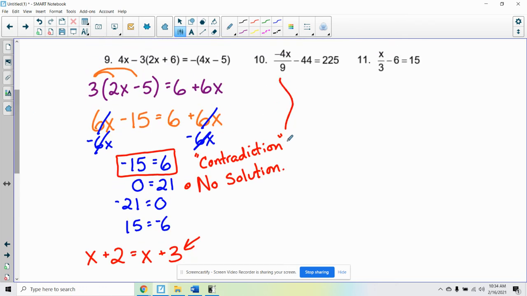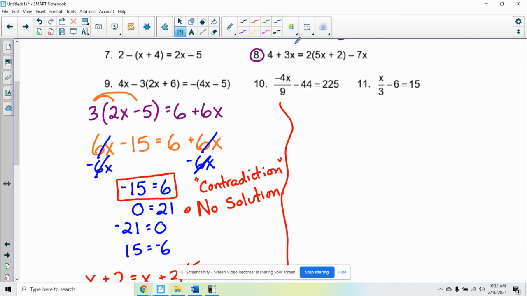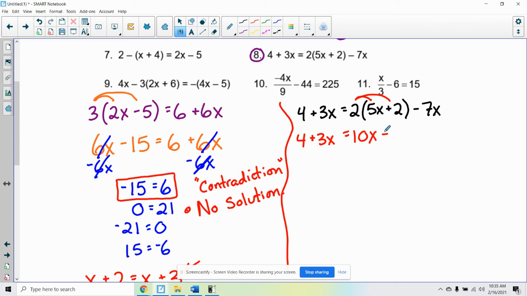Now the other one is number 8. So we have 4 plus 3x equals 2 times 5x plus 2, minus 7x. Same thing. Start by distributing that 2 to both terms. I have 4 plus 3x equals 10x plus 4 minus the 7x.